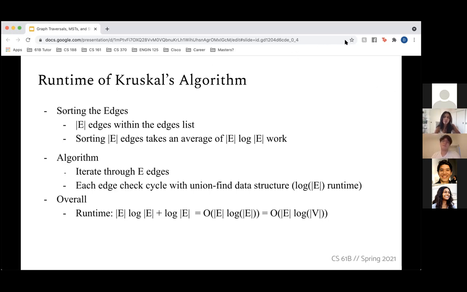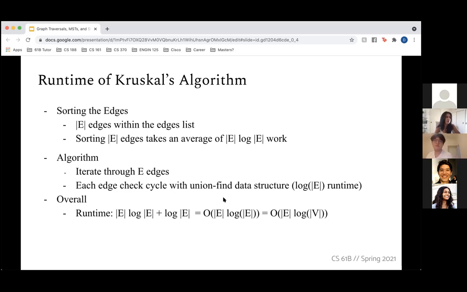The easier way to think of this might be in the E log V situation. So obviously, to check, you iterate through all the edges. And then if you recall from weighted quick union, it takes log of however many n time to check is connected when you have a weighted quick union, right? It just so happens that log V is equal to log E.